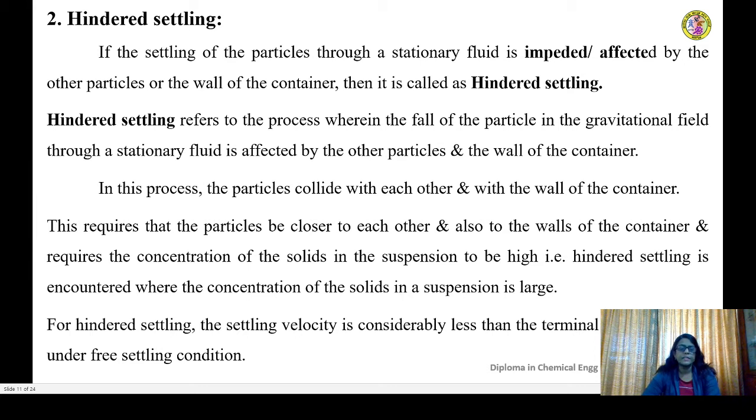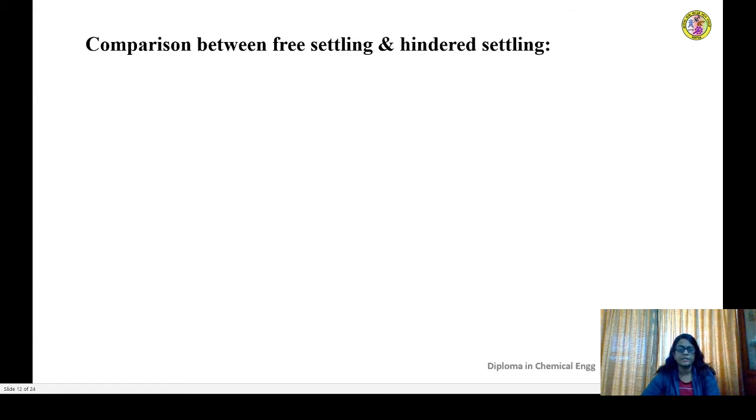This kind of settling, whether it is free settling or hindered settling, affects the velocity at which the particles settle to the bottom. Since in hindered settling the particle settling process is affected by the other particles, obviously its velocity, or the terminal settling velocity of the particle, is considerably less compared to the velocity that is attained by a particle under free settling conditions.